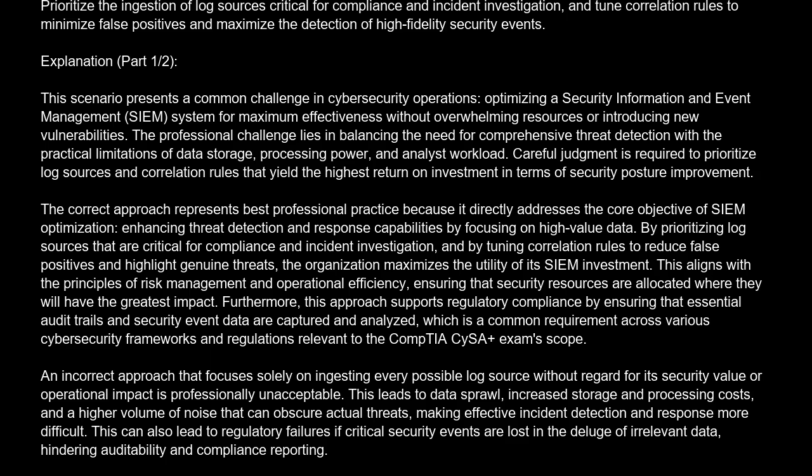An incorrect approach that focuses solely on ingesting every possible log source without regard for its security value or operational impact is professionally unacceptable. This leads to data sprawl, increased storage and processing costs, and a higher volume of noise that can obscure actual threats, making effective incident detection and response more difficult. This can also lead to regulatory failures if critical security events are lost in the deluge of irrelevant data, hindering auditability and compliance reporting.